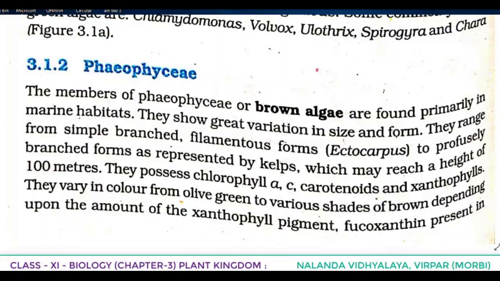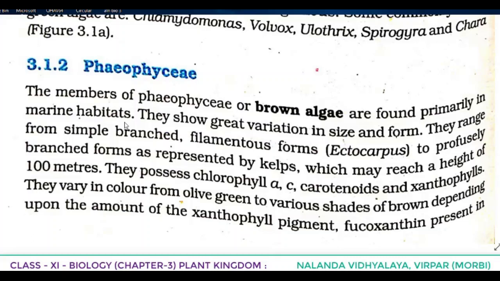Okay, now Chlorophyceae is over. Now we can learn the next class of algae, that is Phaeophyceae. The members of Phaeophyceae, or brown algae, are found primarily in marine habitats. The members of Phaeophyceae are commonly known as brown algae.